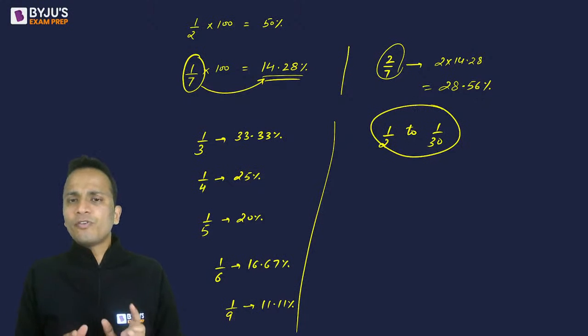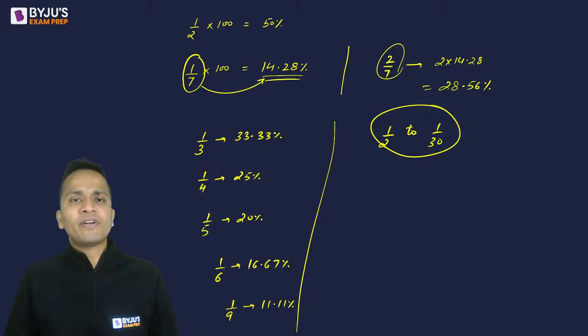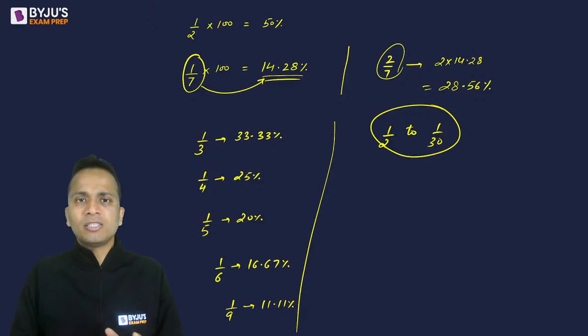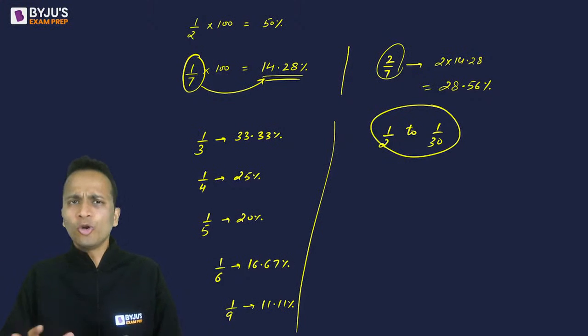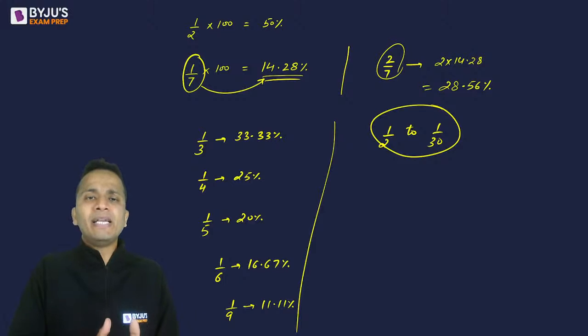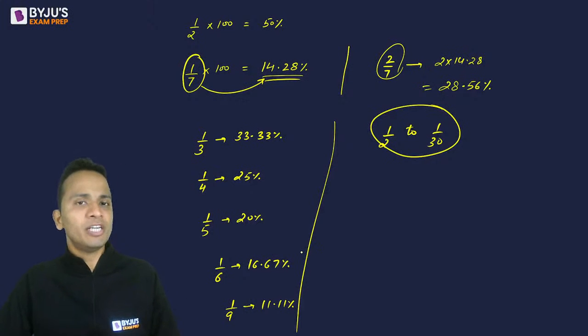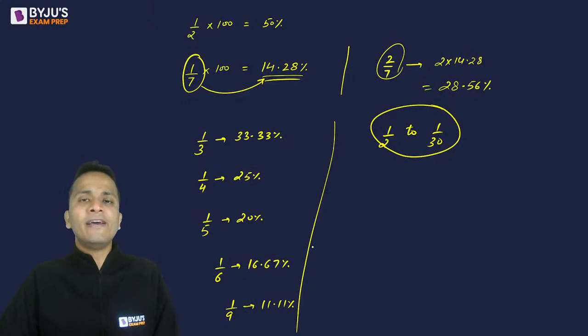Now, the values of all these percentage equivalence of fractions are not independent. So you don't have to remember all these numbers independently. No, you don't have to. So there is a dependency. There is a relation between certain values which will reduce the efforts.